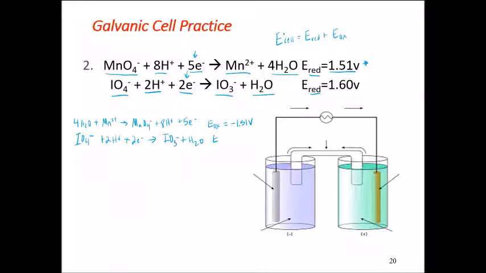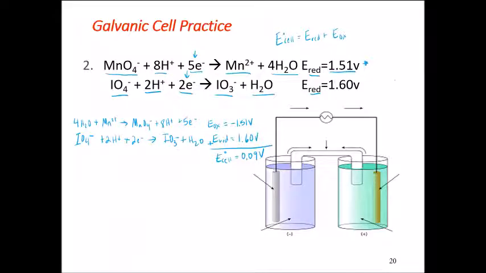And then this is going to be E red, which is 1.60 volts. So we add those two together to get our E cell. And we're assuming this is at standard conditions. So this is going to be 0.09, I believe. Yes. So 0.09 volts. It's not full-fledged, but it is above zero, is positive, so definitely will be spontaneous.